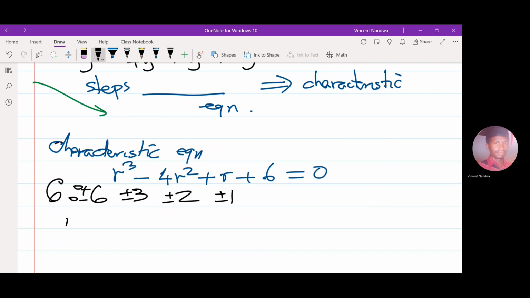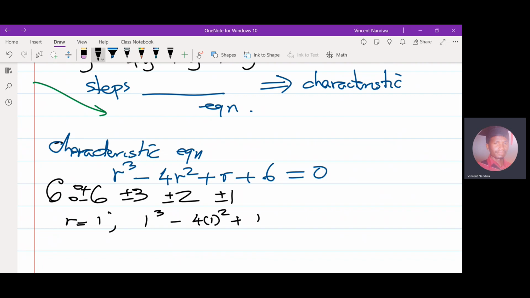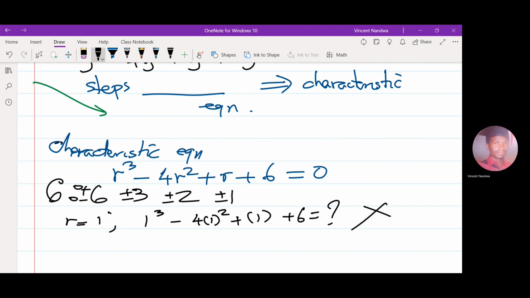When r, say, is 1, does that equation on the left-hand side give you 0? No. So therefore, this doesn't work.